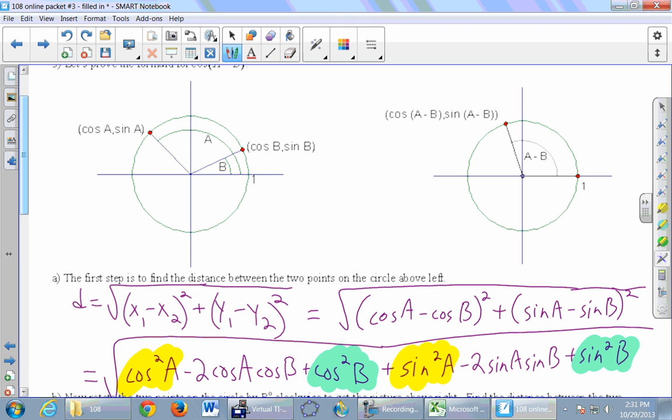So the next thing to do is to find the distance between these two red points right here. We're just going to find the distance between those points. So again, we're going to do the distance formula, but now one point is this one, and the other point is 1, comma 0. So let's give this a shot.